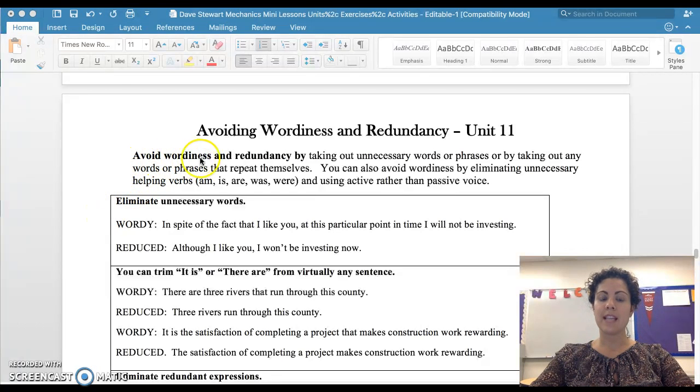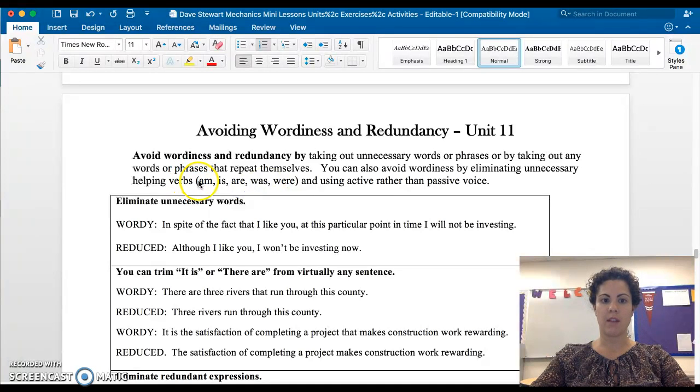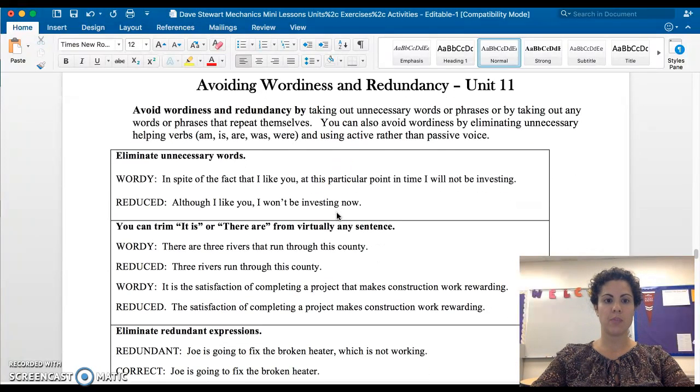Well, to avoid wordiness and redundancy, we want to take out unnecessary words or phrases, or any words or phrases that repeat themselves. You can also avoid wordiness by eliminating unnecessary helping verbs: am, is, are, was, were. And we know that I am not a fan of these verbs, right? They are weak verbs. We want to get rid of those when we can. Can't always do it. And instead use active verbs. Also, use active voice instead of passive voice. You've heard me talk about this before, and we'll go through it one more time today. So there's a lot here. Make sure you have a highlighter as I'm going through here.